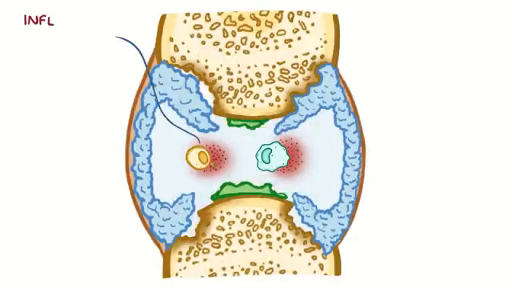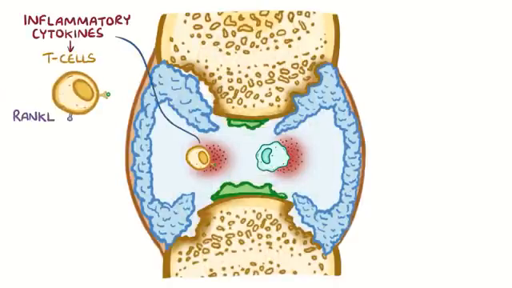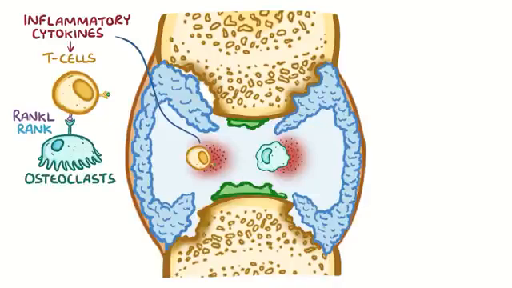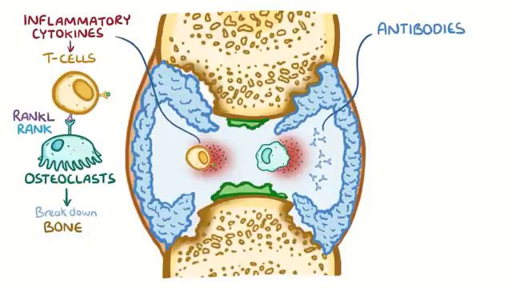In addition, inflammatory cytokines increase a protein on the surface of T cells known as RANK-L, or receptor activator of nuclear factor kappa B ligand. RANK-L allows T cells to bind RANK, a protein on the surface of osteoclasts, to get them to start breaking down bone. Meanwhile, antibodies also enter the joint space.